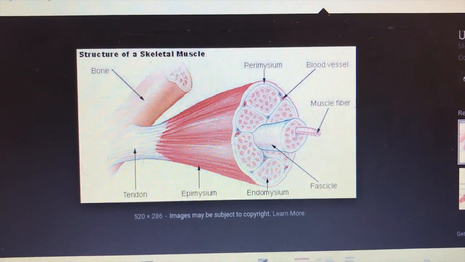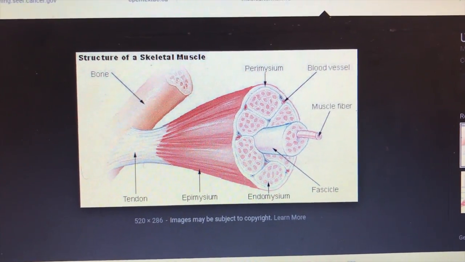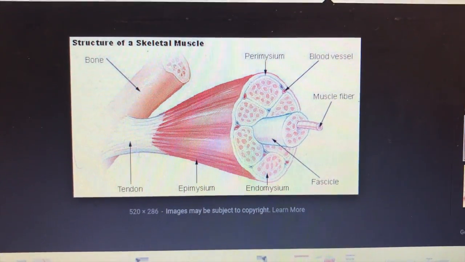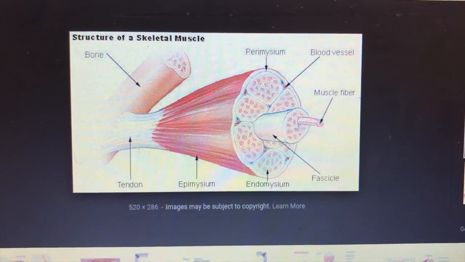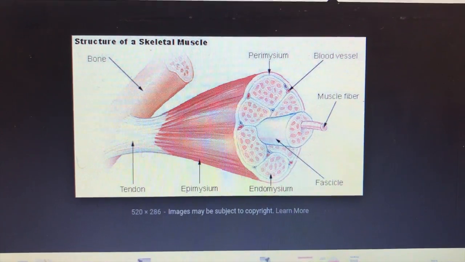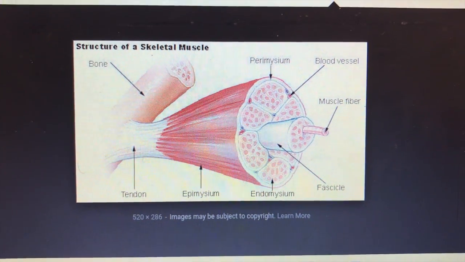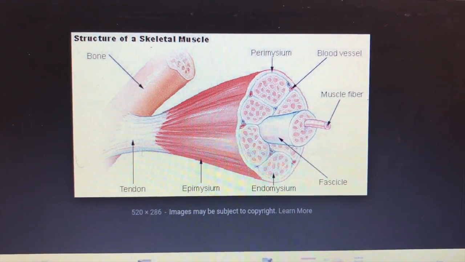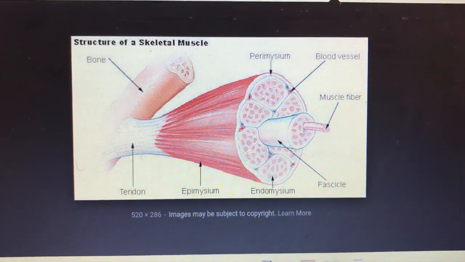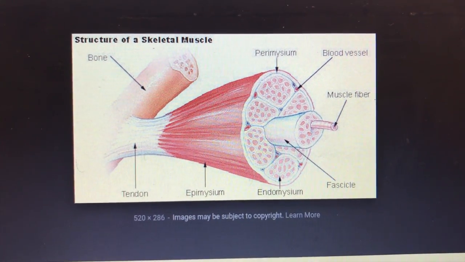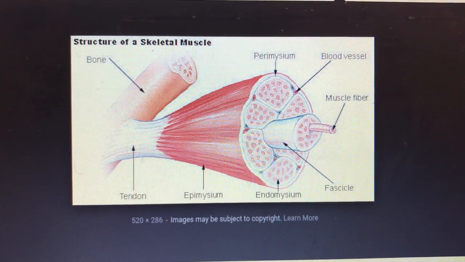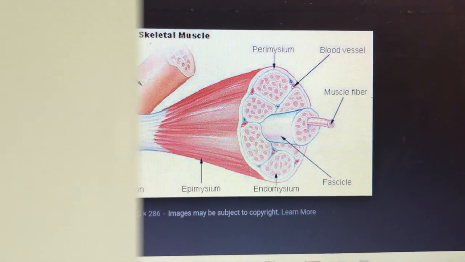Hey folks, today we're going to be exploring the anatomy or structure of a skeletal muscle. We're going to be looking at both the gross anatomy and microscopic anatomy of a skeletal muscle. So just an overview of skeletal muscle. It is voluntary, it's striated, and it's multinucleated. Skeletal muscle extends and contracts and pulls on the bones to move the human body.